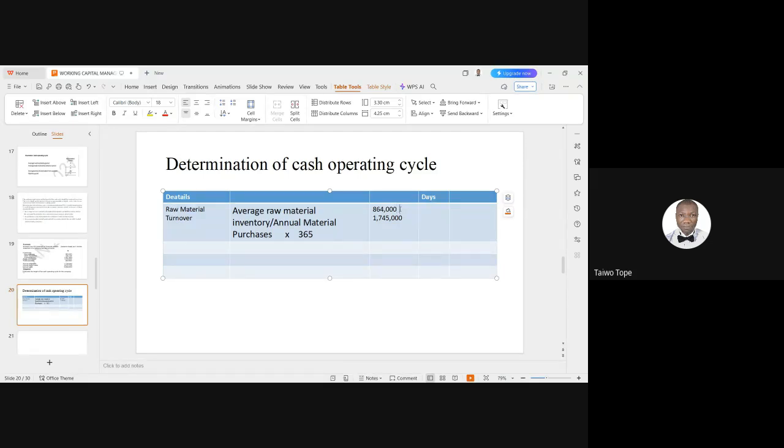Multiply by what? 365 days. So it will be 181 days. Who is not getting 181? Everybody is getting 181.